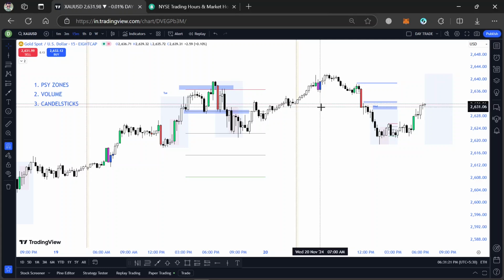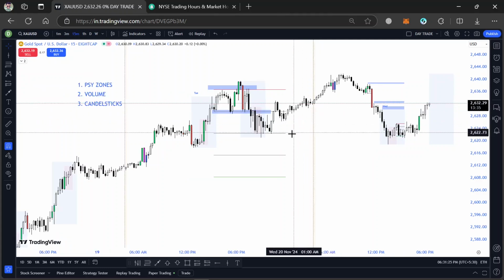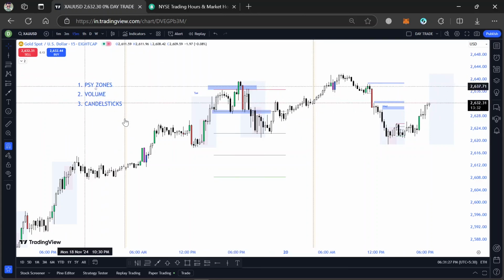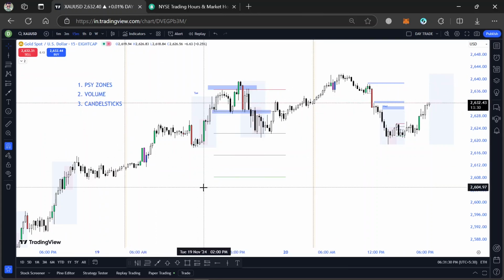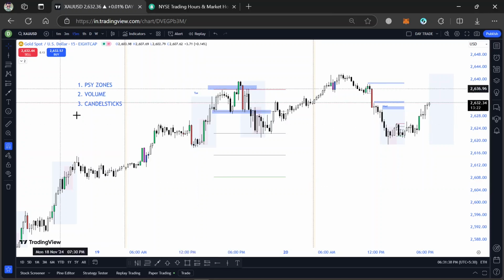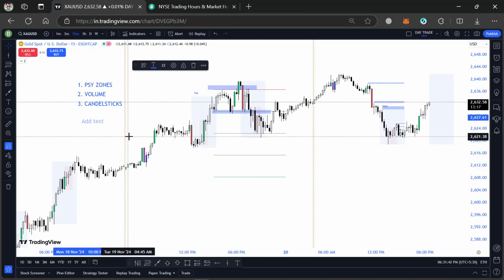So what are the reversal candles? These are the three most important price action topics you should really go deep into. The most important out of all of them is the timing. So the fourth point would be the timing.